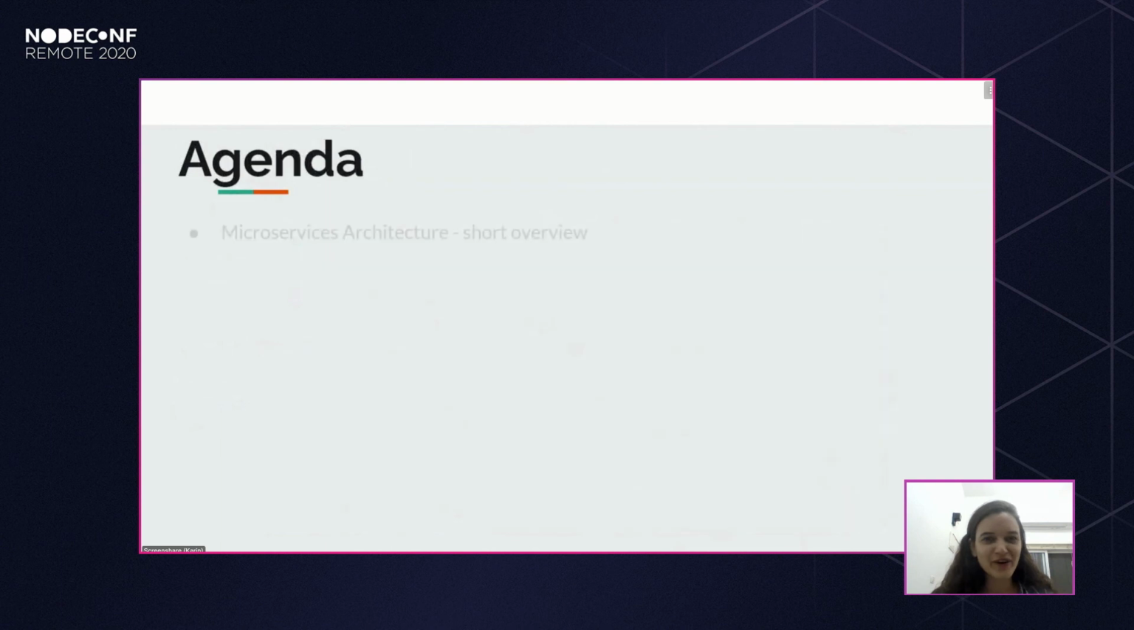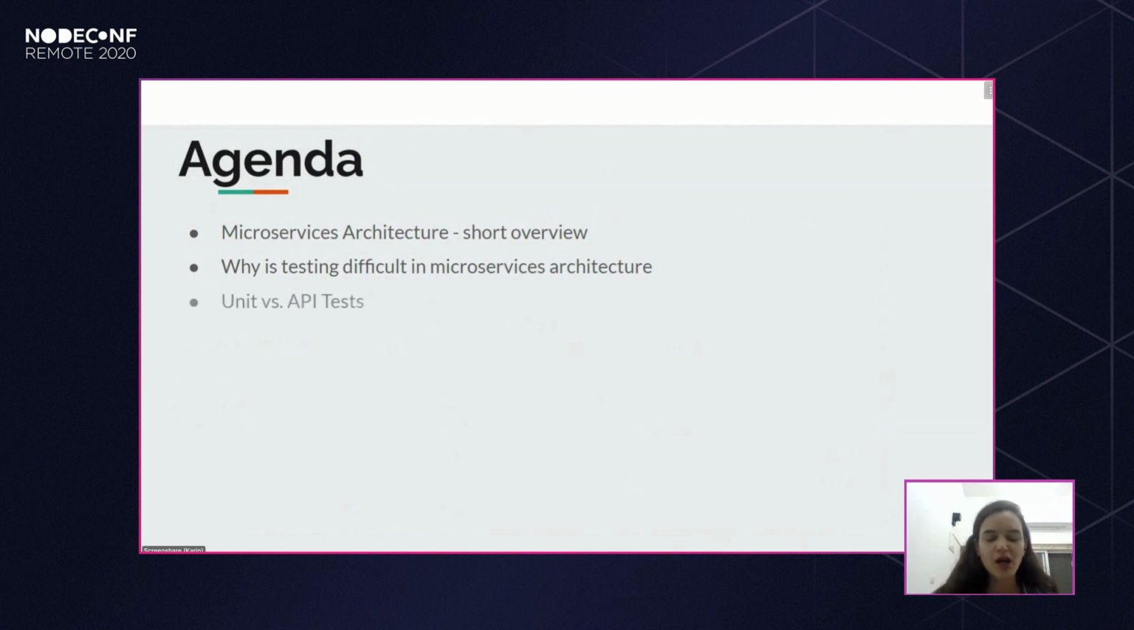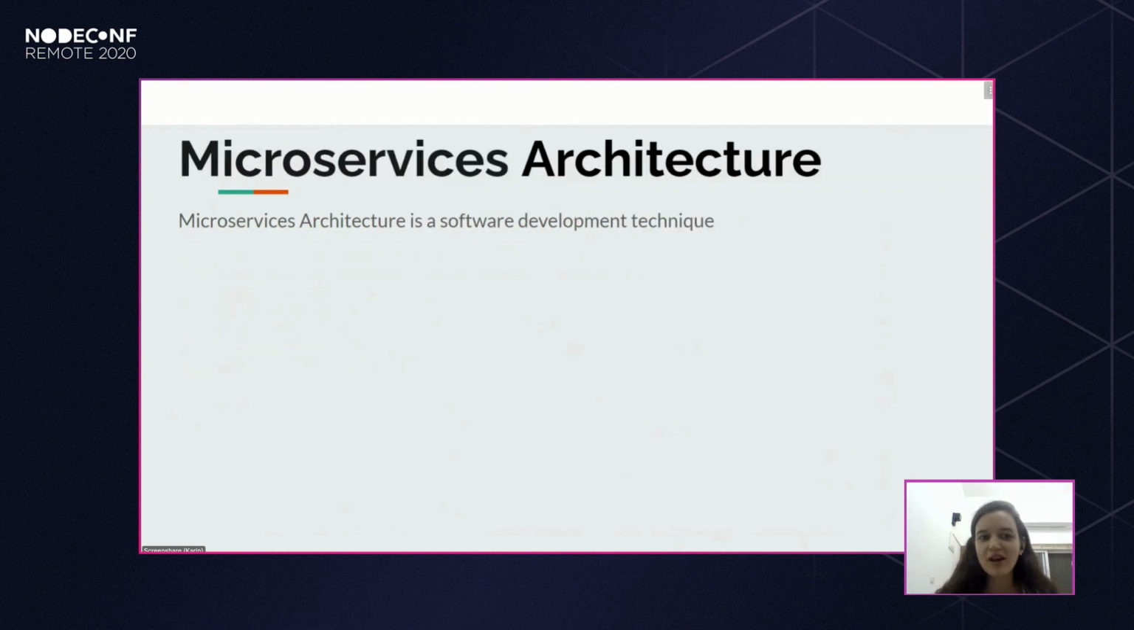So our agenda for today's talk is going to be a short overview of microservices architecture. Why is testing difficult in microservices architecture? We're gonna introduce a little bit the differences between unit tests and API tests in terms of cost efficiency of the tests. We're gonna talk about the importance of integration tests, and at the end, I'm gonna give you a tip.